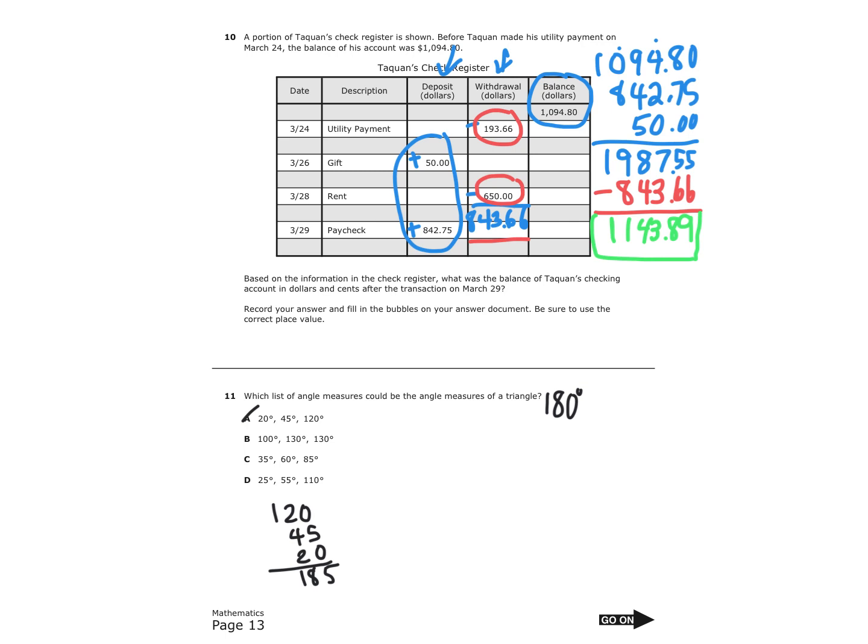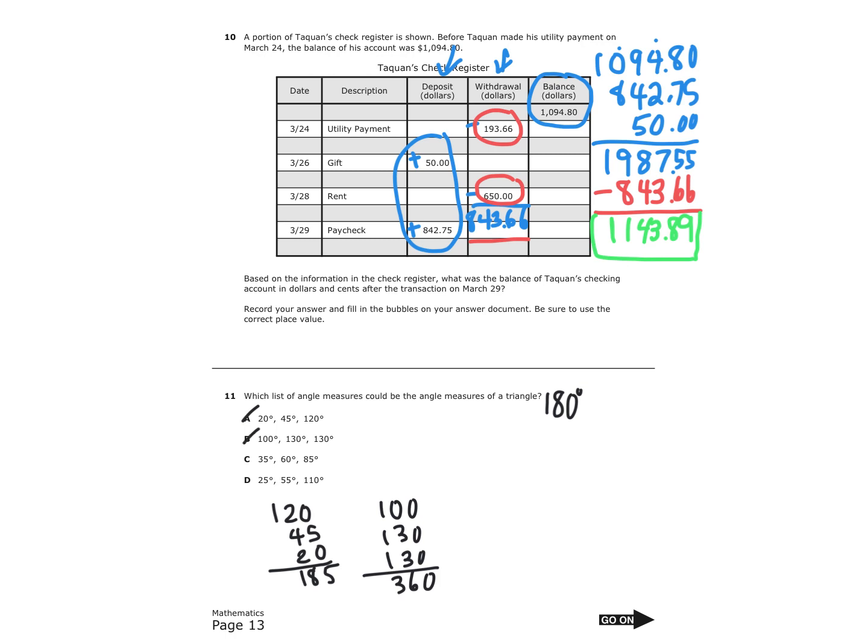Let's try answer B. So we're going to have 100, 130, another 130. That's going to be 3 and 3 is 6. That's a lot. 360. That's like 2 triangles. It can't be answer B.